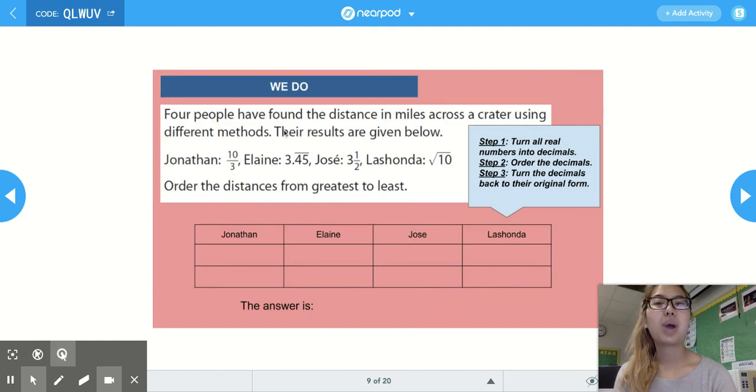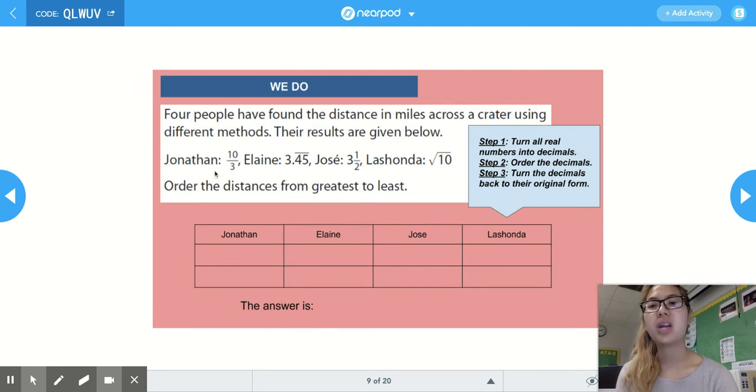This next problem is a we-do problem. 4 people have found the distance in miles across a crater using different methods. The results are given below. We have Jonathan 10/3, Elaine at 3.45, Jose at 3.5, and LaShonda at square root of 10. And we have to order the distances from greatest to least. And so it's the same steps and the same chart with just the different names.